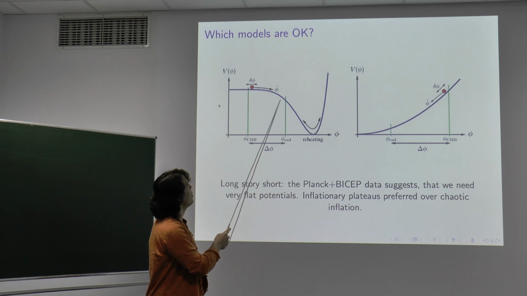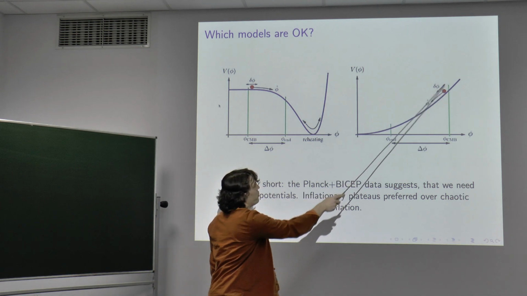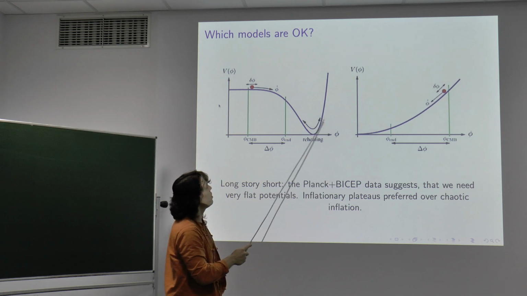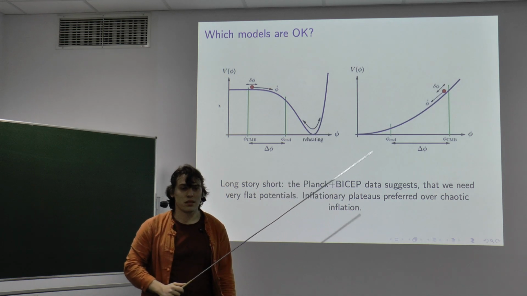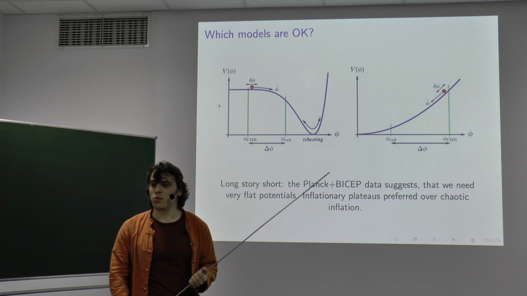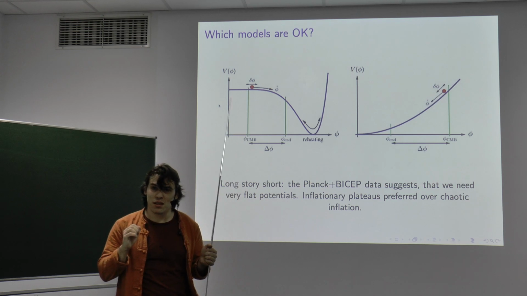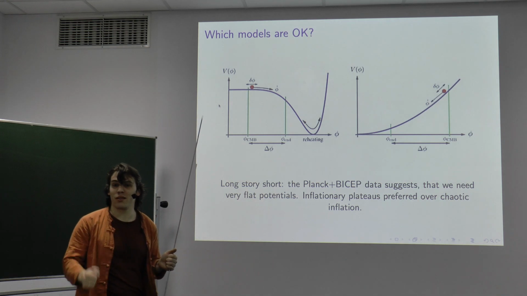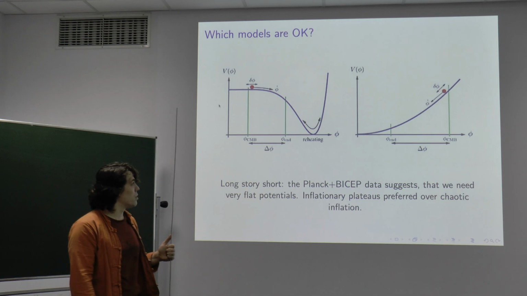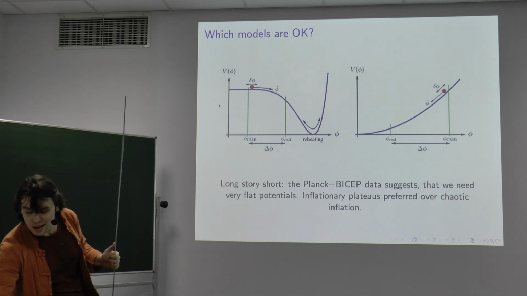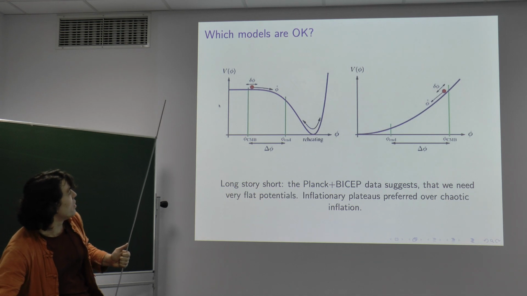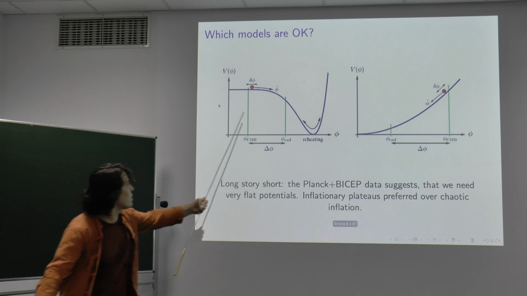Here the potential is sufficiently flat. Here it's not. Inflation ends. So pretty much what we need is at least part of the potential which is flat enough in order to support accelerated expansion. Okay, so which models are supported by the data, you can ask yourself. Definitely these kinds of models.